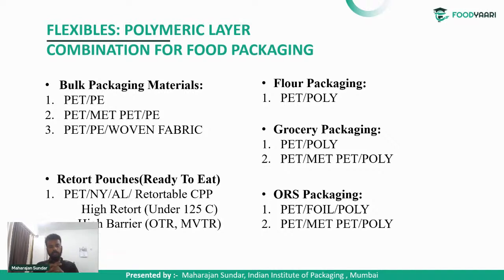Okay, high retort, there are two types available. This pouch gives high retort conditions, that is, under 125 degrees Celsius we can heat the package of ready to cook foods. And it provides a high barrier because of the presence of aluminum foil, which is a metal that gives a nearly absolute barrier for oxygen transfer and moisture transfer.